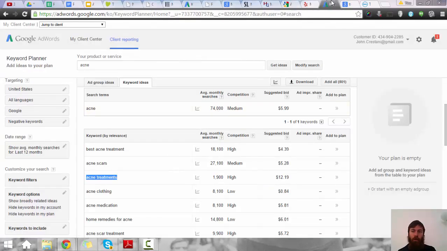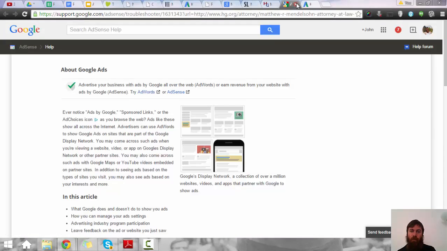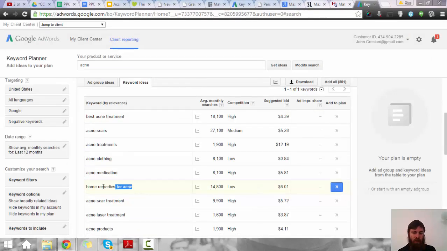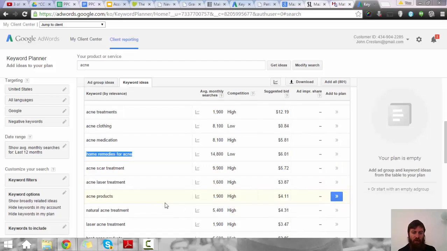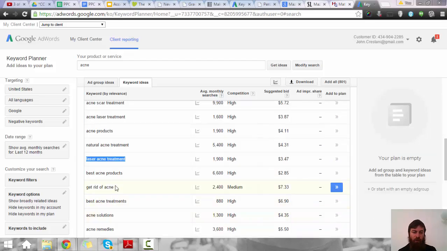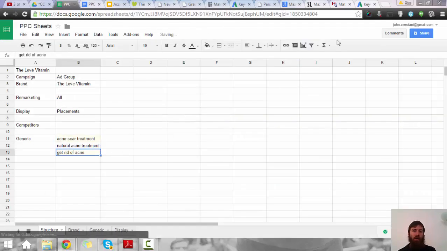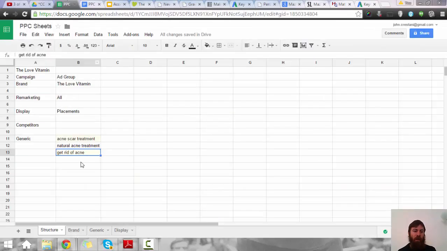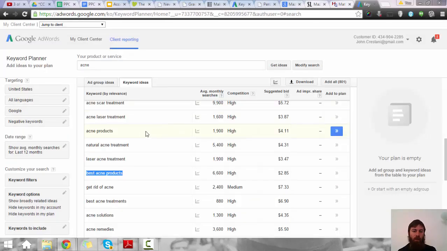Go over here. So let me X out of some of these tabs. And let's see, home remedies for acne. That sounds good too. Natural acne treatment. Now, laser acne treatment, that's a good one. It's almost 2,000. That's fine. But again, we want those laser targeted things. So what we're noticing is there are a lot of keywords around what we have to offer.